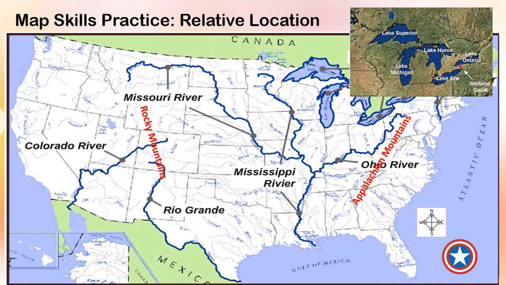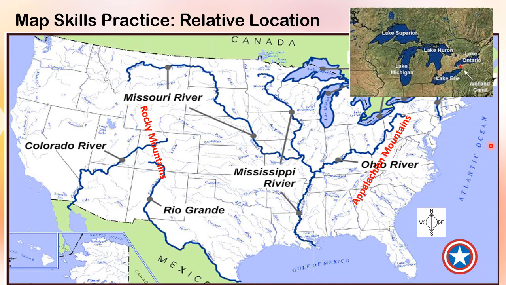Let's look a little bit at relative locations. So we're going to use relative location to find out where some of these areas are. The Appalachian Mountains are in what direction from the Rocky Mountains? Here's the Appalachians on the right side of the map. Here's the Rocky Mountains on the left side of the map. Remember, on the right side of the map, you're looking east. On the left, you're looking west. So the Appalachian Mountains in relative location, you're going to the right. That means they are to the east of the Rocky Mountains.